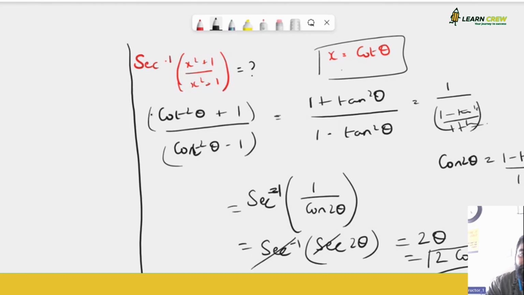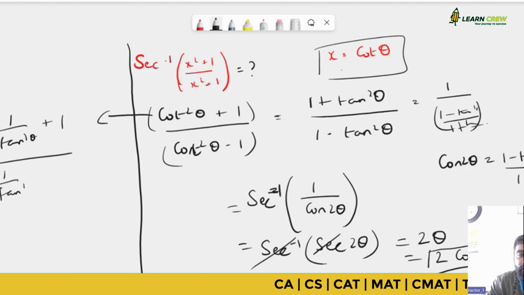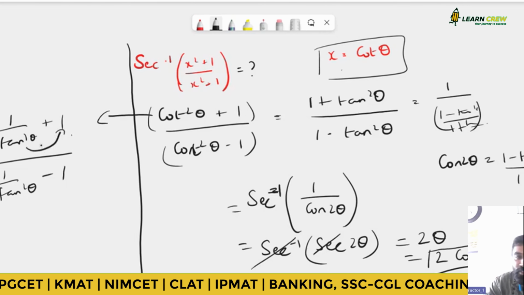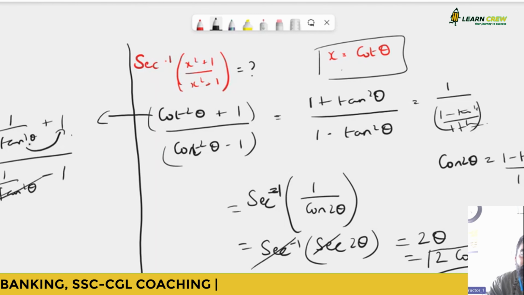1 plus tan square theta. Now this cot square I can write as 1 by tan square theta plus 1, divided by 1 by tan square theta minus 1. So this tan square theta goes here. So in the denominator you're having tan square theta. Here this denominator gets cancelled, left with tan square theta.